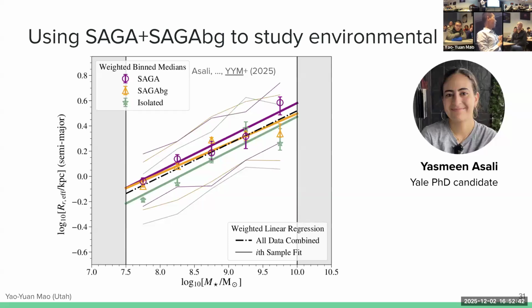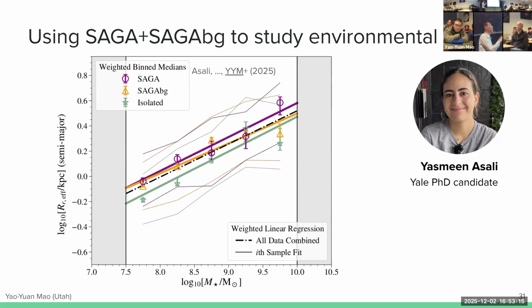And that trend is even more apparent if you take isolated. SAGA background is just any background, so it can be a satellite or not a satellite, mostly not. Isolated is really isolated ones, so we make sure there's no bright galaxy within like 1.5 megaparsec. So we do see, again, about a 1 sigma trend between the size-mass relation of galaxies that are in an environment versus in an isolated environment.